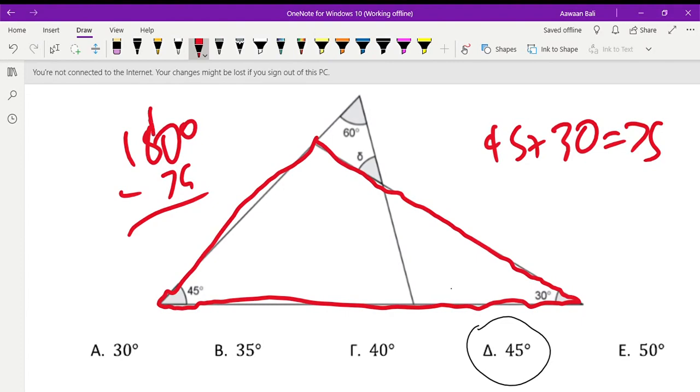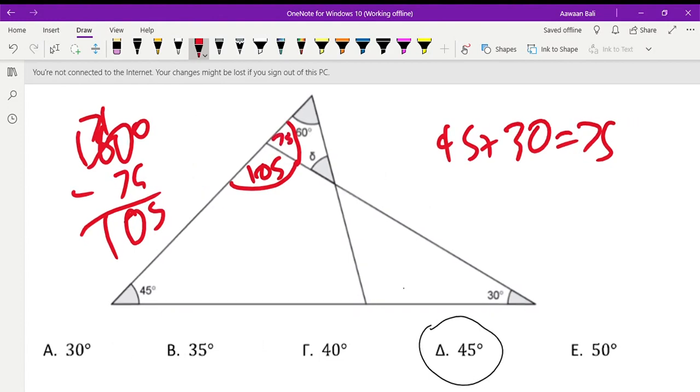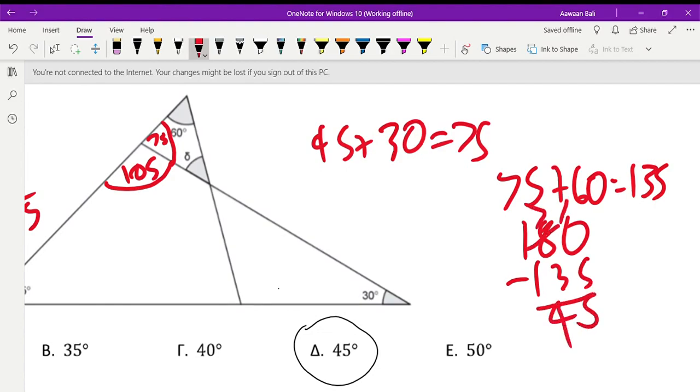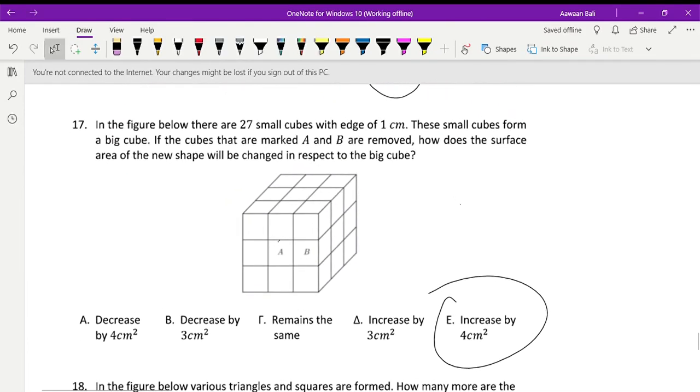Now we do 180 minus 75, and we get 105. So we know this is 105. And basically, using linear equations again, since this is a straight line, we know that this is 75. Now we just do 75 plus 60, 135, and 180 minus 135 is, guess what, 45. So your answer is delta 45 degrees. Easy, right?